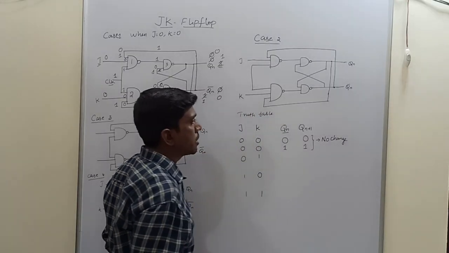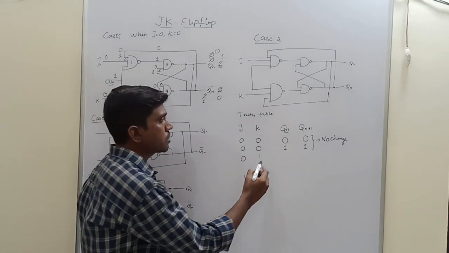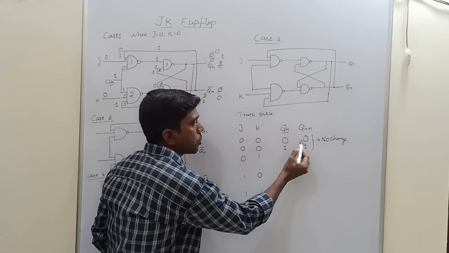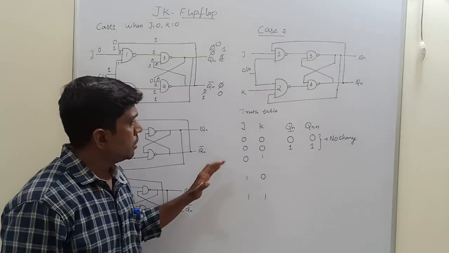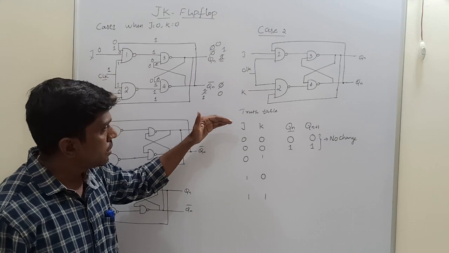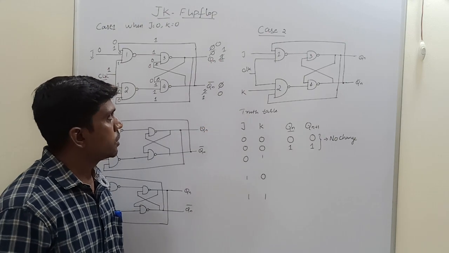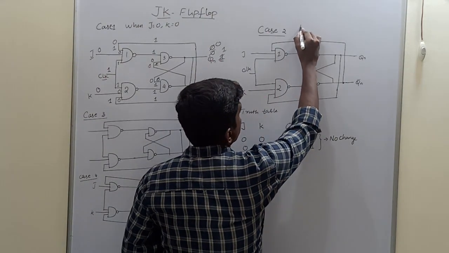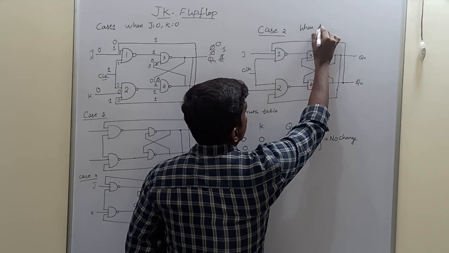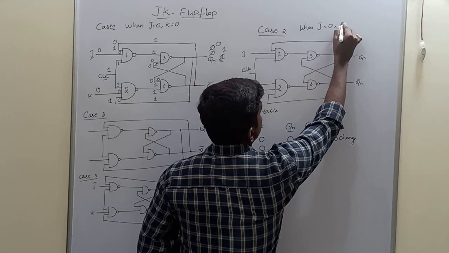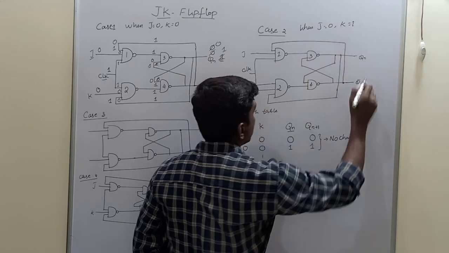So state change is no change because Qn and Qn plus 1 both the values are same. Come to case 2. So here J value is 0, K value is 1. So when J equal to 0, K equal to 1.